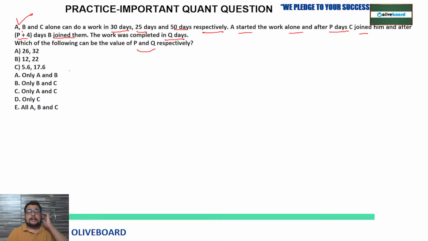So see, here they are asking for the possible value. We have already discussed a question based on fillers. So here P and Q are the missing terms, which can have some possible values, not a confirmed value. So you have to find those possible values after understanding the question's case.